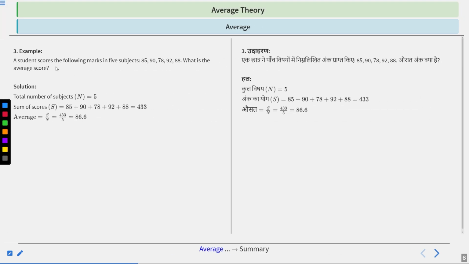Next example, a student scores the following marks in 5 subjects: 85, 90, 78, 92 and 88. What is the average score? There are 5 terms, one for each subject, and the sum of the scores is 85 plus 90 plus 78 plus 92 plus 88, which becomes 433. Average is the sum of the terms upon the number of terms, so 433 divided by 5 gives 86.6, which is the average of all these 5 subjects.